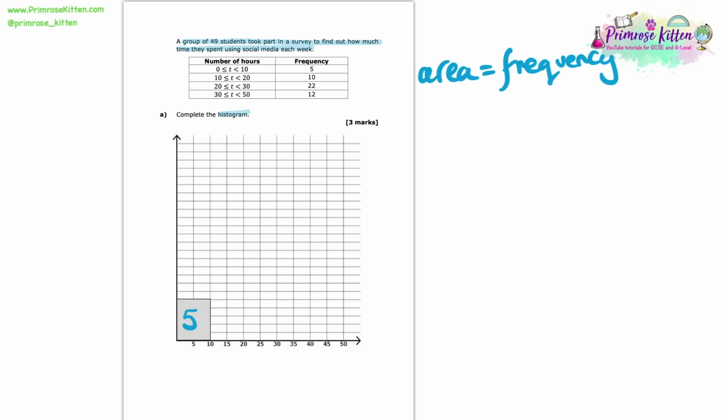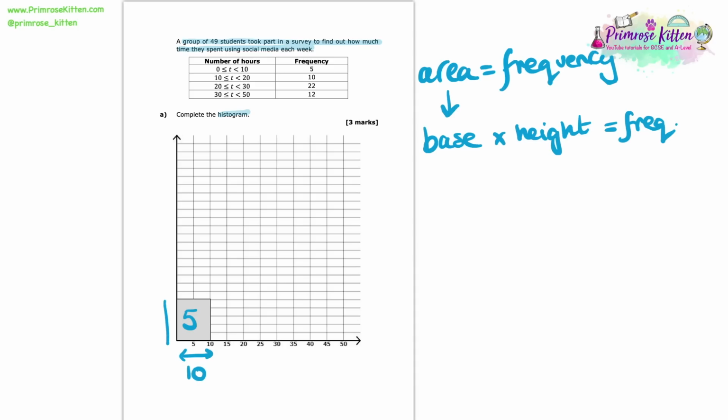So they've already given us one of the bars here, and we know that the area of that must equal 5 because it is equivalent to a frequency of 5. So these are all rectangles, aren't they? And we know that a rectangle has the area found using the base times the height. So base times height will give us the frequency here. Well, looking at this bar, we already know it has a base equal to 10, which must mean that it has a height equal to 0.5, because 0.5 times 10 gives us that 5 of the frequency.